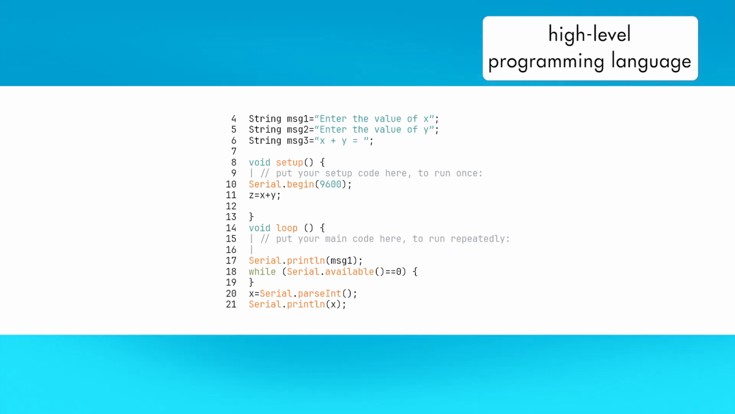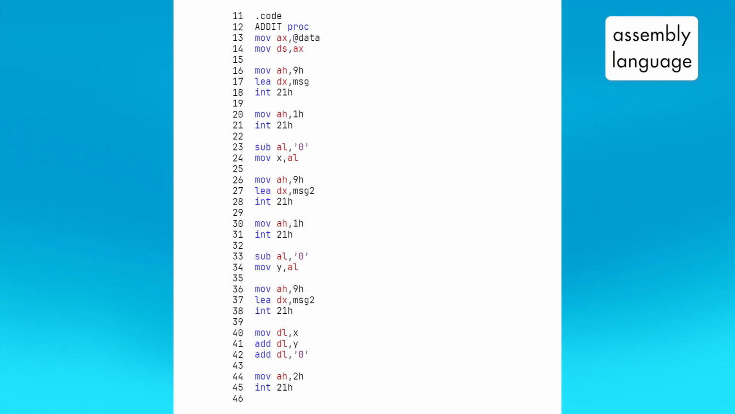Notice that the program uses words such as string, enter, serial, and print. These instructions are easy for a programmer to learn and remember. When this program is downloaded to a computer, an application called a compiler converts the program into assembly language.